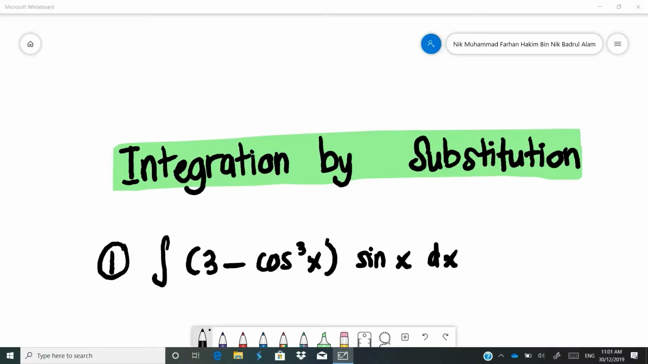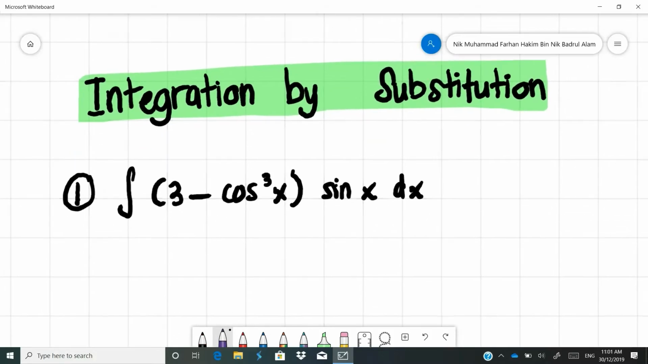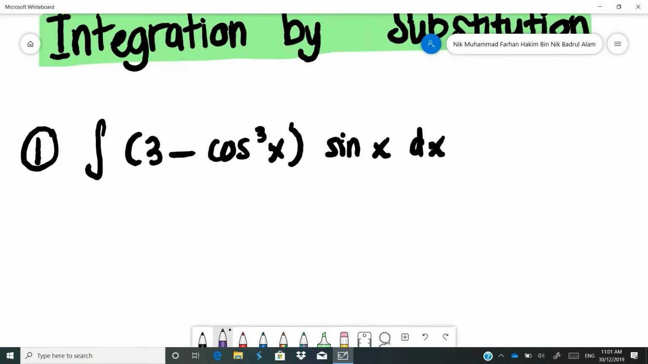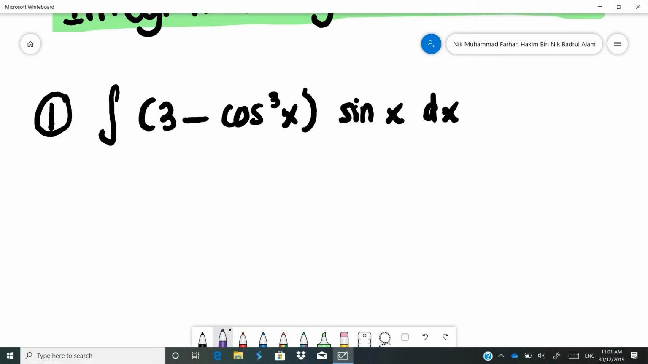Alright, so today we'll look at integration by substitution, where in this chapter you really have to choose wisely which one is going to be substituted. So like in the first example here, we have this integration of (3 minus cos cubed x) sine x dx. So you have to find something to let u be. For example, in this case, maybe you can try letting u equal sine x.